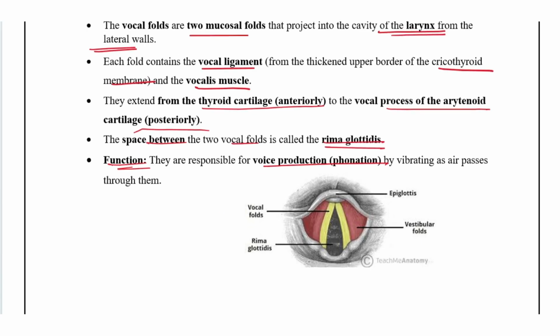Okay, so small diagram you can draw. This region that you see, the upper part is the epiglottis. Okay, the pink area that you see are the vestibular folds. The yellow that you see are the vocal folds, and the space between the two vocal folds is called as rima glottidis. Okay, so this covers your August 2017 Human Anatomy paper.